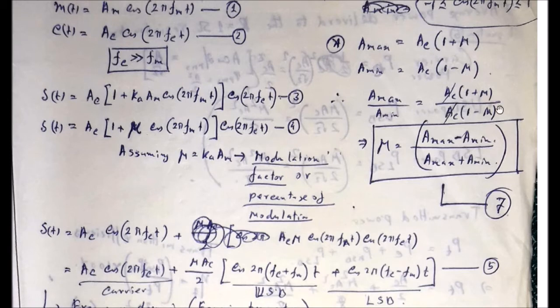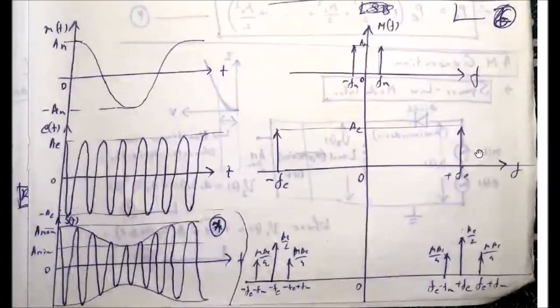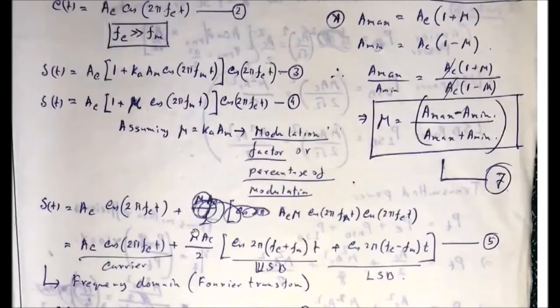Take the ratio of these two, and from this relationship, if you find out mu, you will find that mu is equal to (A max minus A min) by (A max plus A min). By measuring A max and A min from the DSO or CRO in the experimental bench, you can find out the amount of modulation, or the modulation index, modulation factor or percentage of modulation of any single tone AM modulation. It is equation number 7. This equation is very important for carrying out the numerical problems.